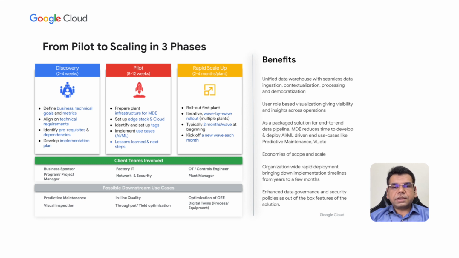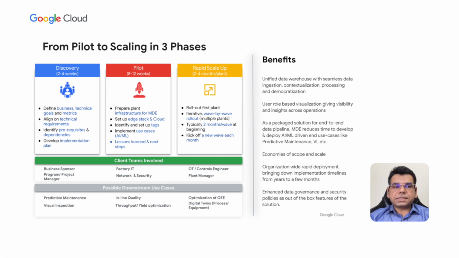Based on the above, the ideal line for pilot implementation is identified and the downstream use cases associated with the data being gathered are defined. They could be predictive maintenance, inline product quality, throughput or yield maximization, root cause of failure analysis, OEE optimization, and so on. In the pilot phase, which can be anywhere from 8 to 12 weeks, the first step is to implement the connectivity between plant equipment and the cloud.